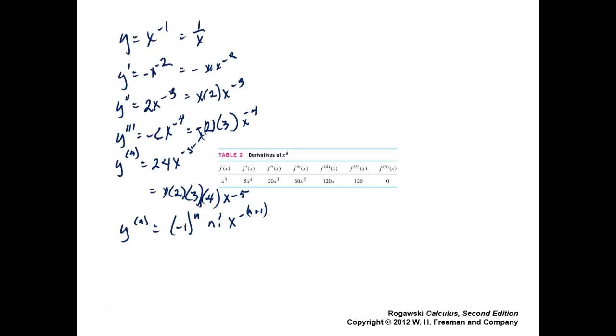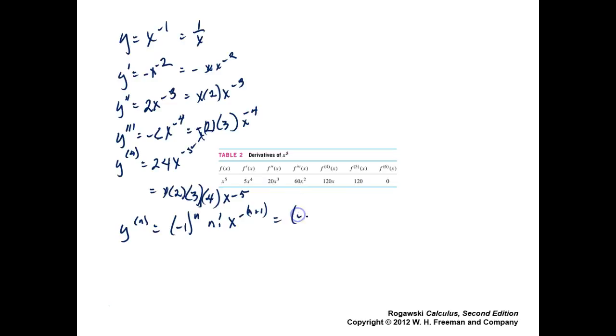Because the nth derivative would always be one more power. See, 0th derivative minus 1, first derivative minus 2, second derivative minus 3, third derivative minus 4, fourth derivative minus 5, and so on. So it'd be minus n plus 1.